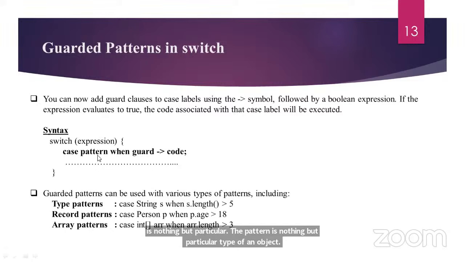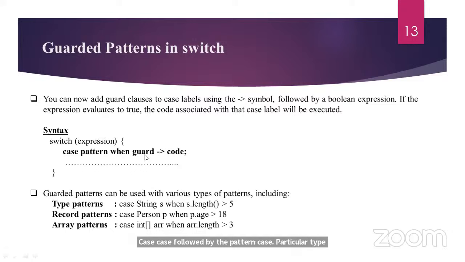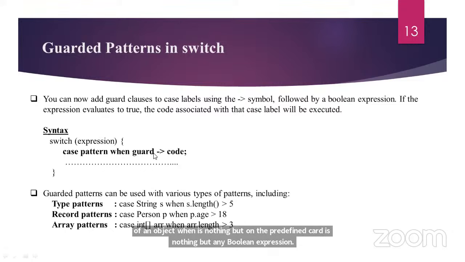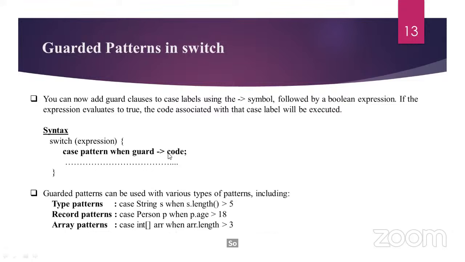Case followed by the pattern, guys, a particular type of object. When is nothing but a predefined keyword. Guard is nothing but a Boolean expression. So if this case label gets executed, if it is true, then only this piece of code will get executed. Understand, everybody? Guarded patterns can be used with various types of patterns such as typed patterns, record patterns, array patterns.